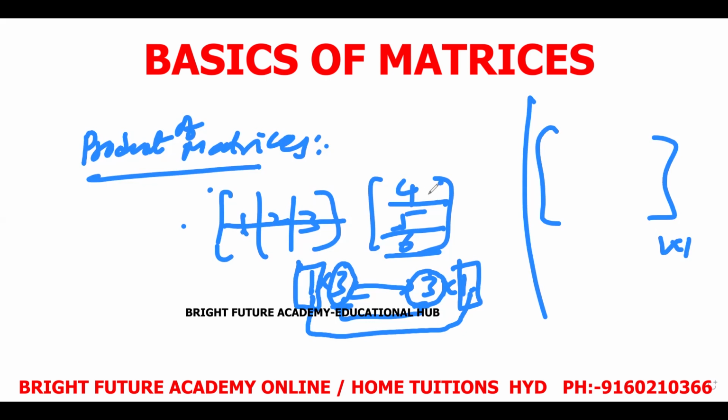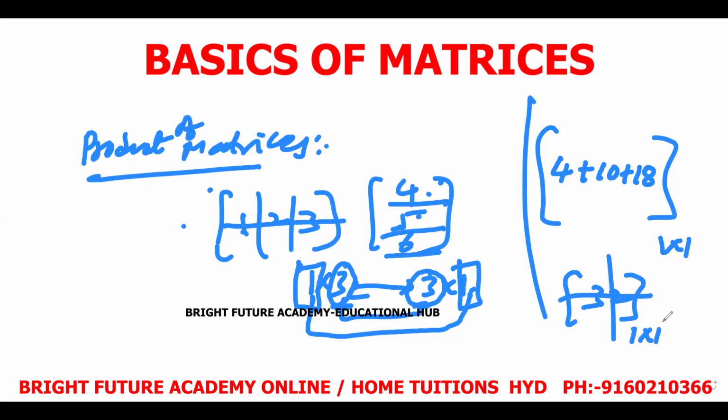Now check how it is possible. 1 into 4 is 4, plus 2 into 5 is 10, plus 3 into 6 is 18. So 4 plus 10 is 14, plus 18 is 32. The result is 32, which has one row and one column. So we can determine the result without doing the whole problem. Got it? This is the advantage.